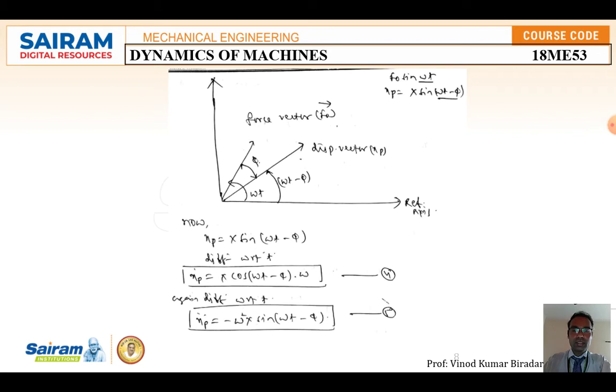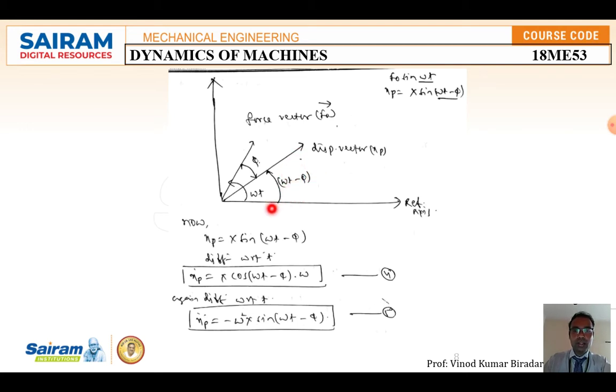Look at the diagram here. This is the reference axis, and this is the displacement axis. This is the displacement vector, this is the phase angle, and this is the circular angle. So here we have xp, the particular integral, equal to capital X of sin(omega t minus phi). From the reference axis to the displacement vector, the angle is omega t minus phi.